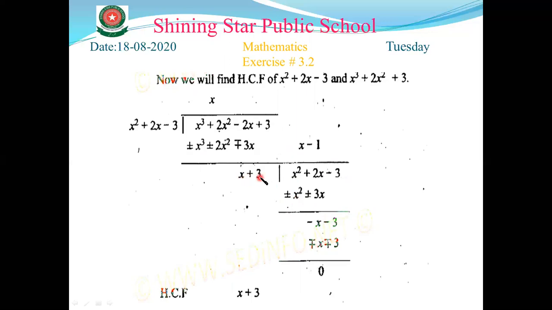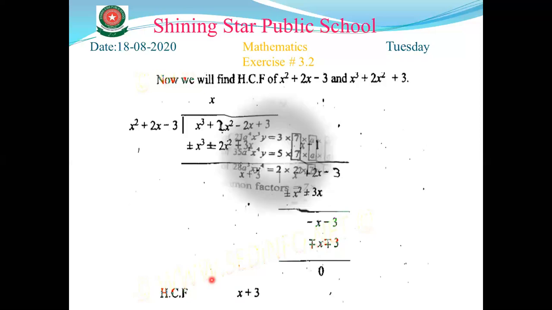Here is x plus 3. Variable and 3 are the same, but different in sign. So we multiply with minus. Okay, so it becomes minus x minus 3. So this minus x and this minus 3 change into plus x and plus 3. They will be cancelled. So your answer is 0. So HCF is x plus 3. Very simple questions.